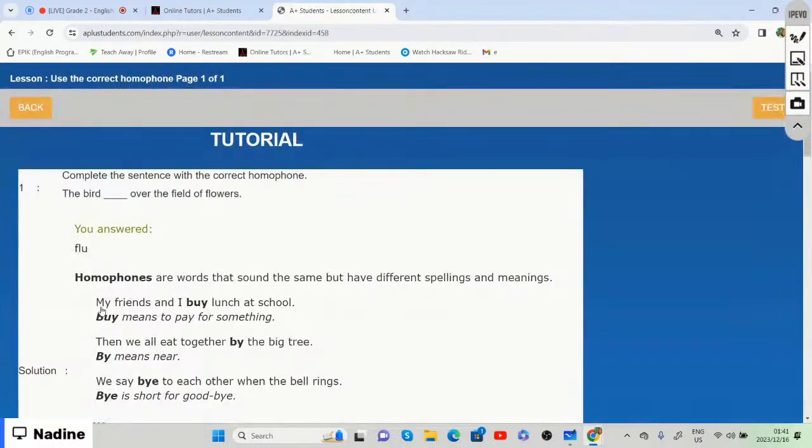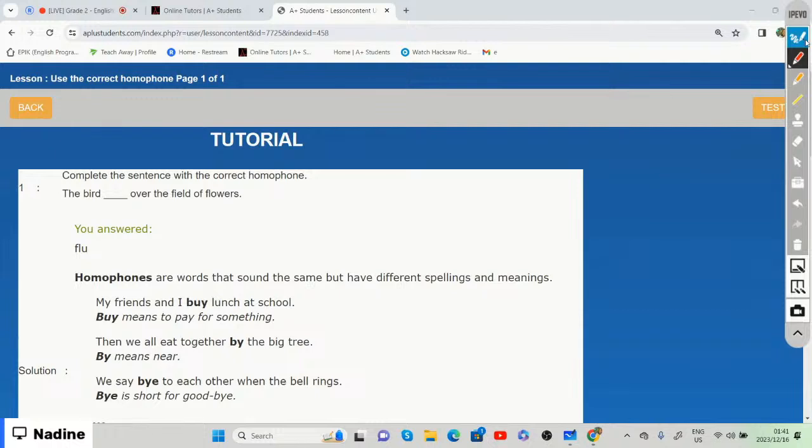So now we're going to use the correct homophone. It says the bird flew over there, over the field of flowers. So flew, we need to choose the word flew or flew. Which one is the correct word between the two that I just wrote down? So the bird flew over the field of flowers. Which one is the correct word?